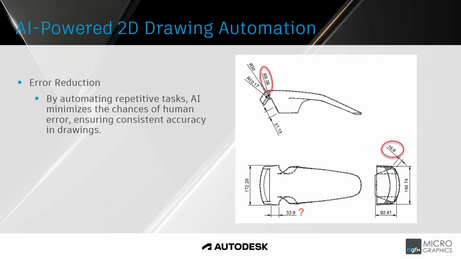So just to go a little bit deeper into this brings us that error reduction. You don't have the designer staring at the screen for hours doing the same thing over and over again, potentially getting tired, fatigued, making mistakes. So by automating these repetitive tasks, AI is going to minimize the chances of human error and once again ensure consistency in the drawings.